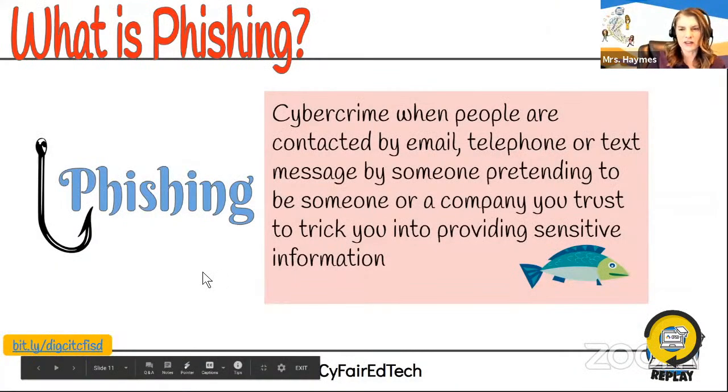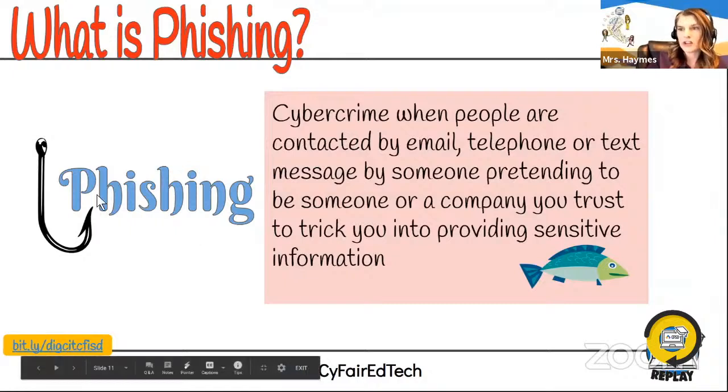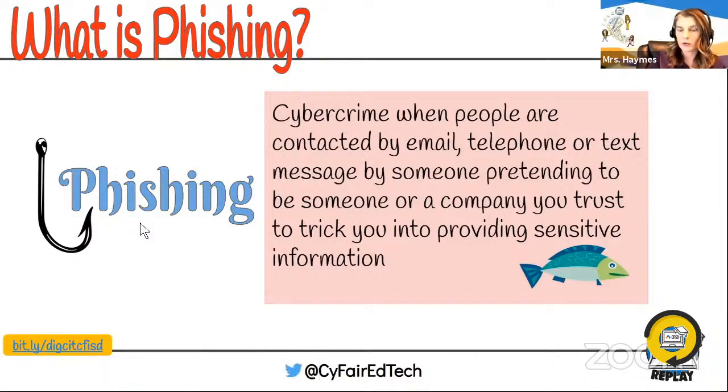So what is phishing? That's a really big word, and it's spelled funny. When I think of phishing, I think of it starting with an F, like I'm going to go onto a boat and go fishing. Well, it's kind of similar. Phishing with the PH is a cyber crime, which means that it's done digitally through the use of some sort of computer or device. It's when people contact you, sometimes through email, sometimes through telephone or text message, and they're pretending to be somebody else. It could be somebody that you think you trust.